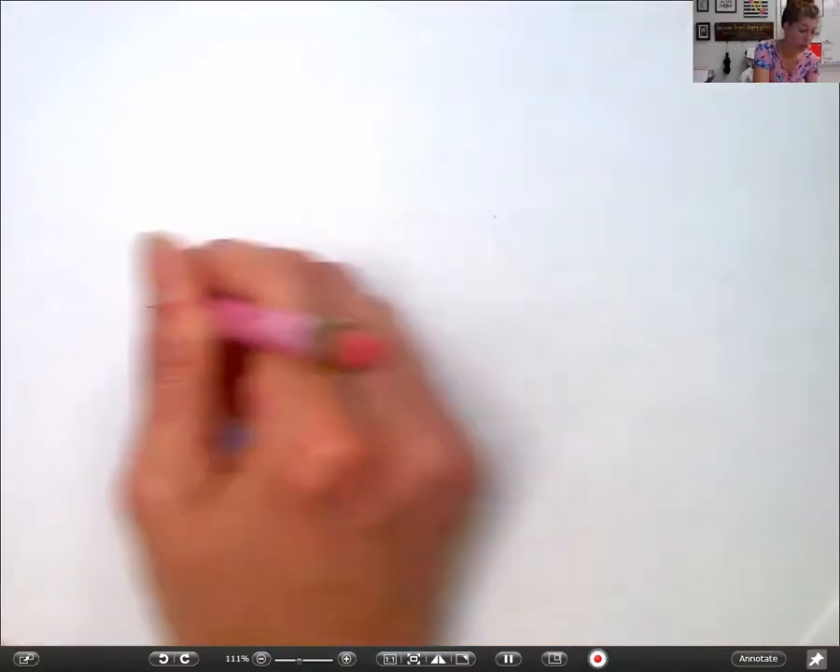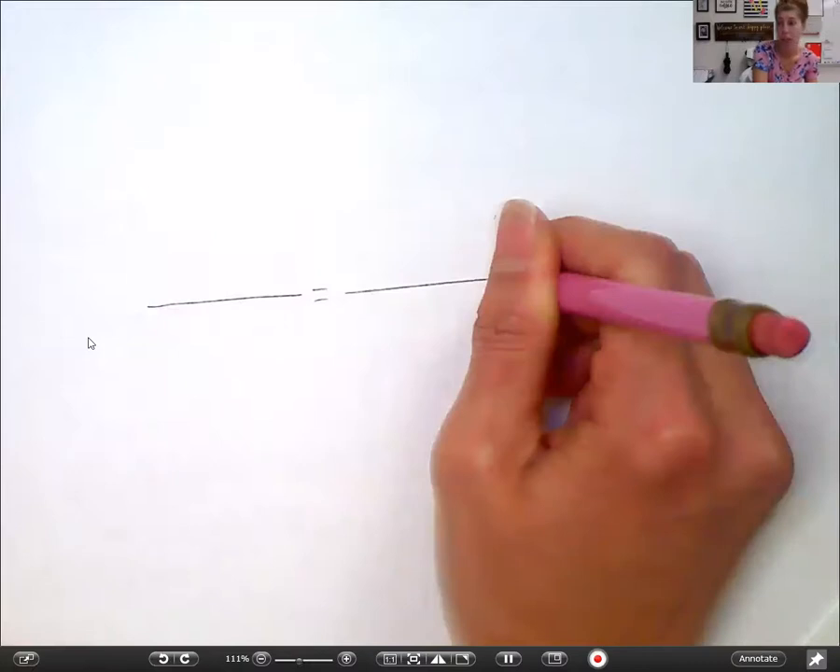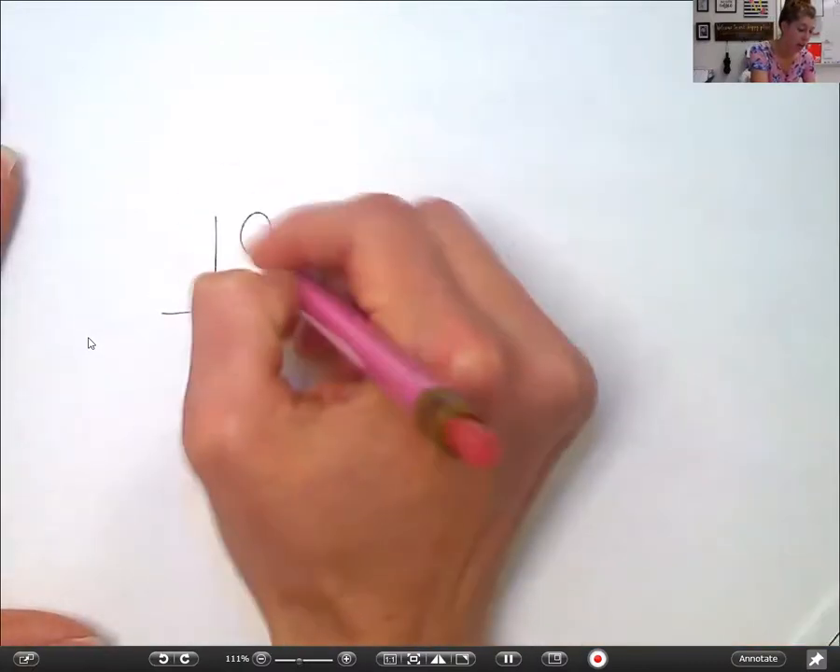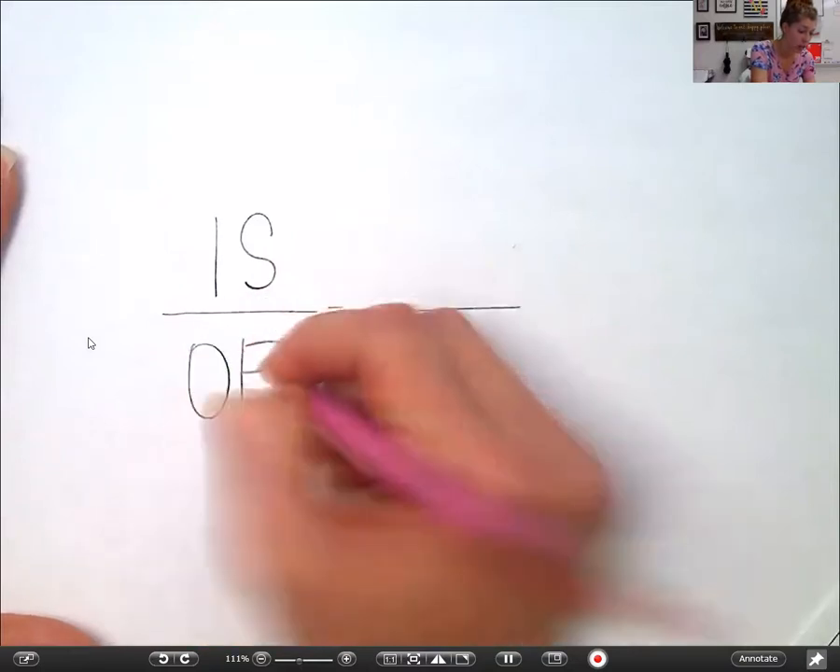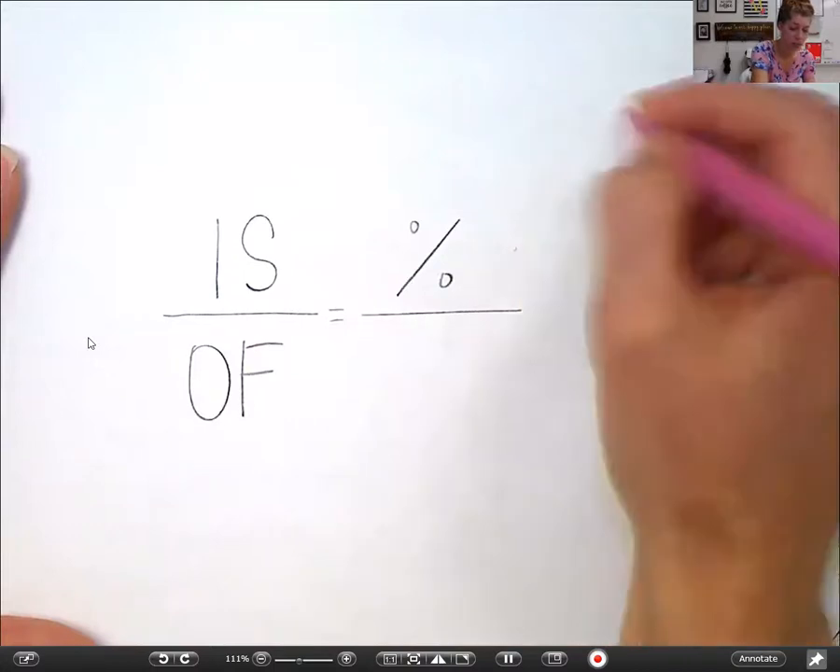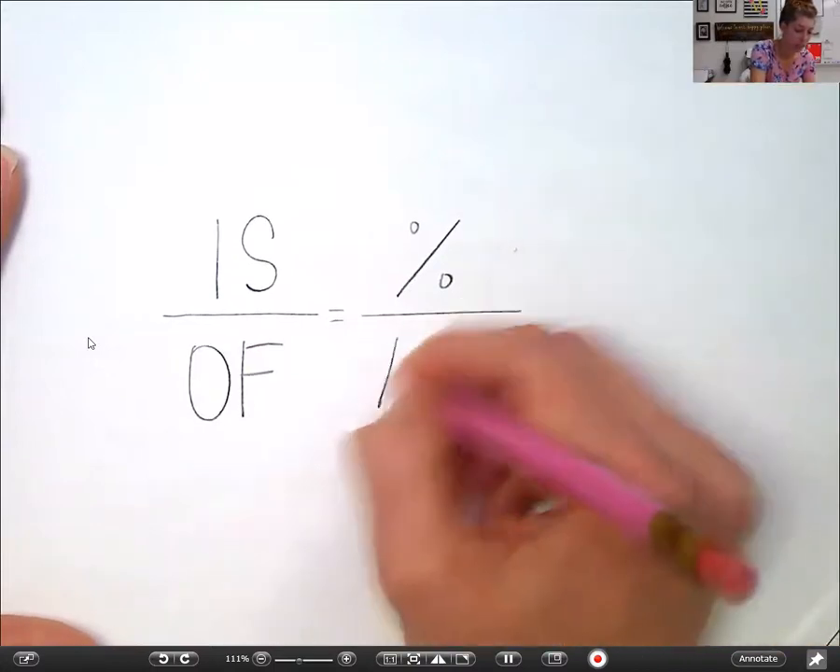So you guys know, let me share my screen. So we have our basic percent proportion that we're going to start with. And this is one of those things that you're going to memorize. You may have seen this before. We have is over of equals percent over 100. Is that a percent sign? Oh, weird. I drew that differently than I normally do.